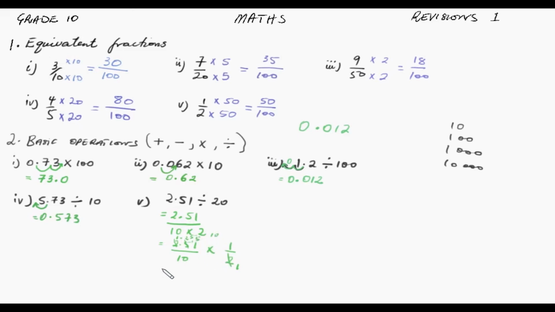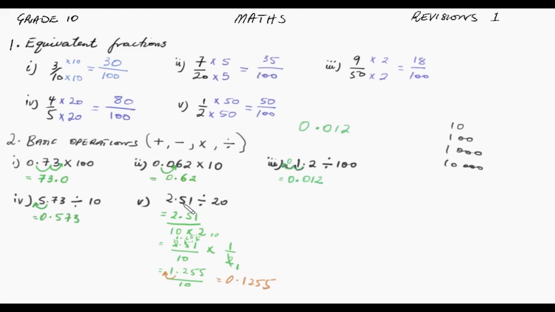So we have 1.255 divided by 10. When we divide by 10, we are going to move the decimal point to the left. How many times? One time. So we are going to have the answer as 0.1255. So we can put a 0 to make it appear smart. All right. So that is how you do it.